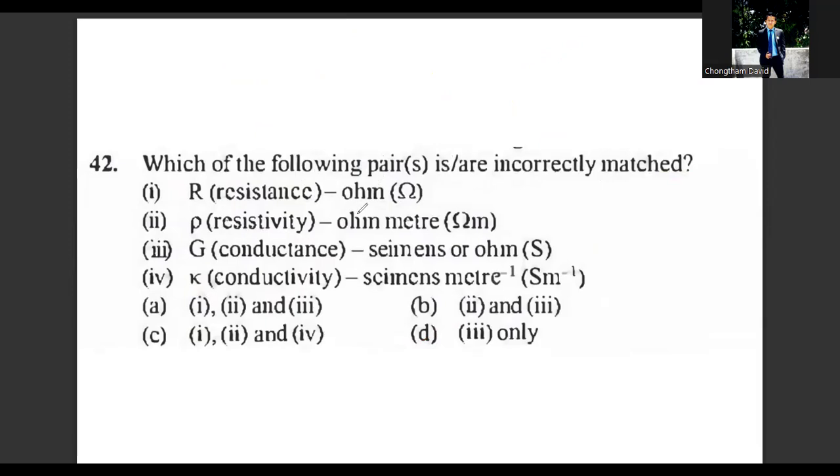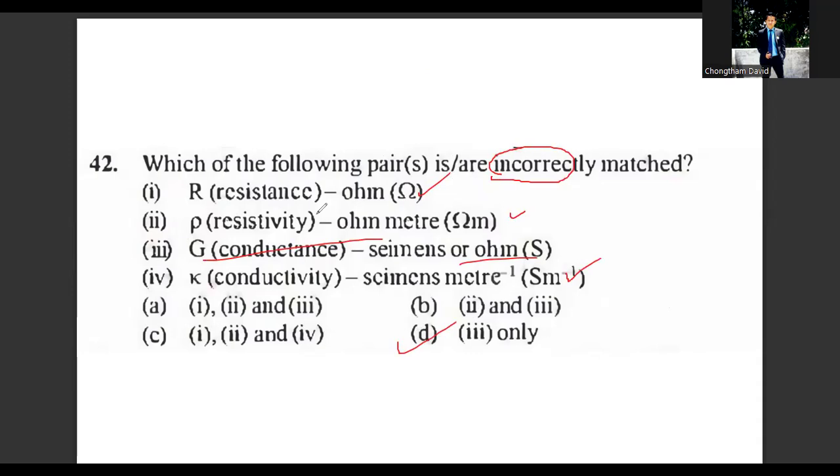It's the match the column type question. So you have to find the correct matching for question number 42. Correct matching would be, yes, resistance. This is incorrectly matched, right? This is correctly matched. This is also correctly matched. Siemens meter inverse was correct. G is wrong. So D only is the answer to question number 42.